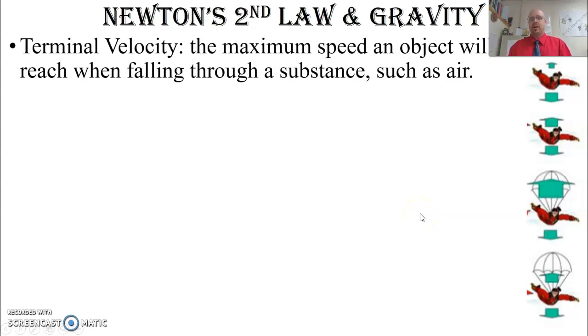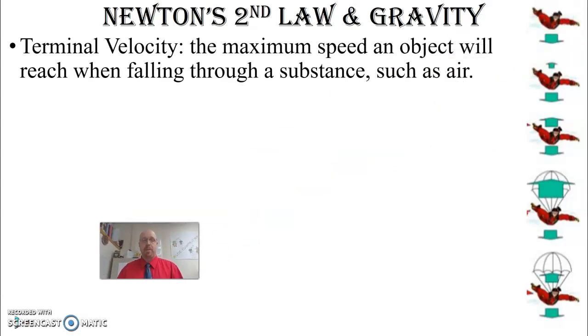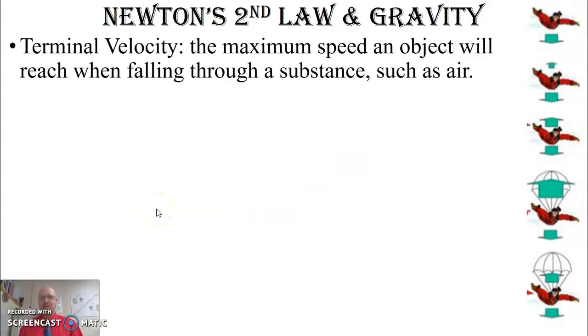Another thing about the law of gravity is we have a thing called terminal velocity. Terminal velocity is the maximum speed at which an object will fall as it falls through a substance such as air. We see a little picture over here, and we show that a skydiver is falling, and initially he falls very quickly, and there's very little air resistance, but eventually the air resistance and the acceleration of gravity are balanced out, so he doesn't reach any faster speed. He's at a certain speed.